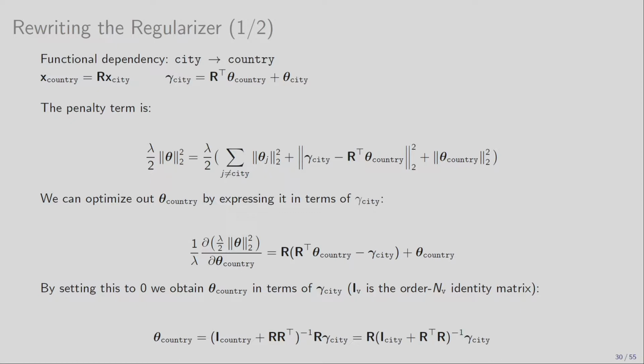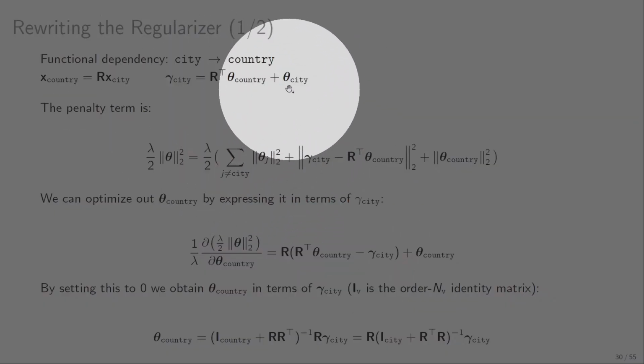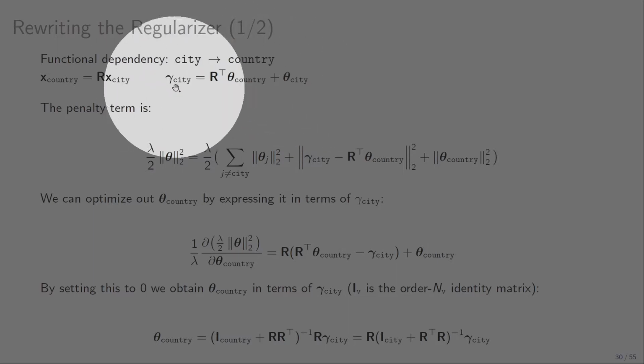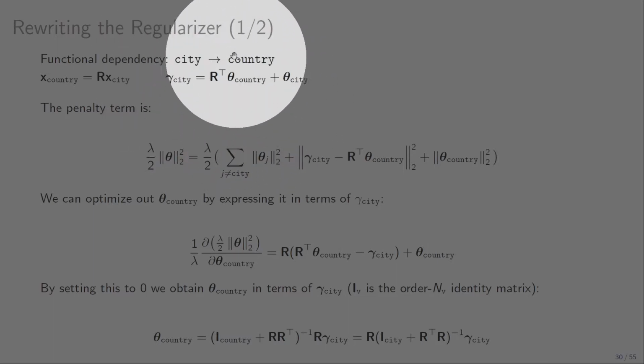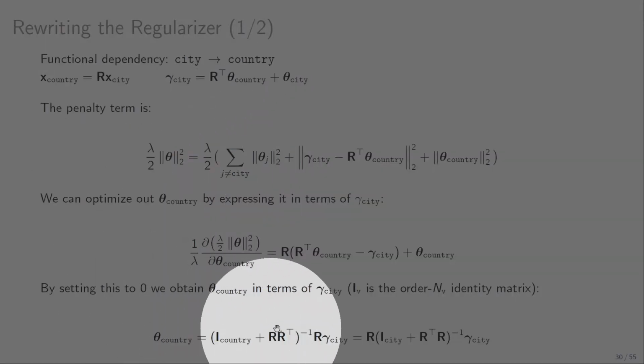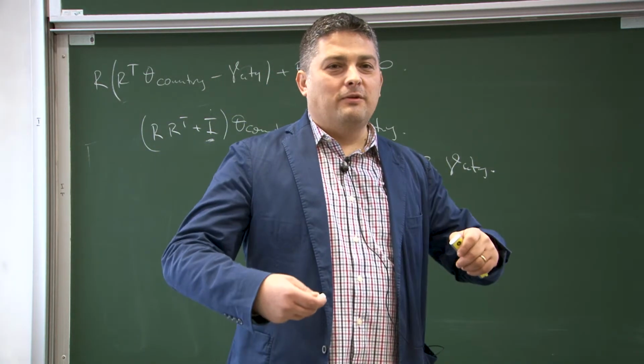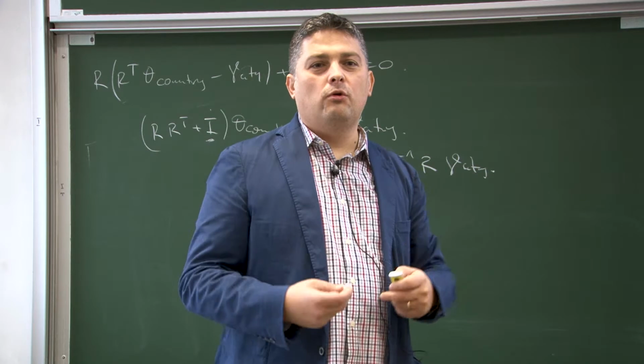I have also expressed theta city as a function of gamma city and theta country, which is exactly at the very top. So the very top here I have, as you can see, theta city can be expressed as gamma city minus this quantity, which depends on theta country. And theta country is expressed in this form, depending on gamma city. So I can rewrite both of them to depend only on gamma city.